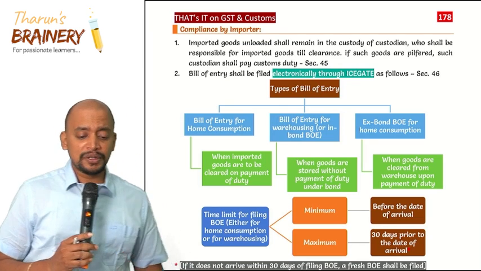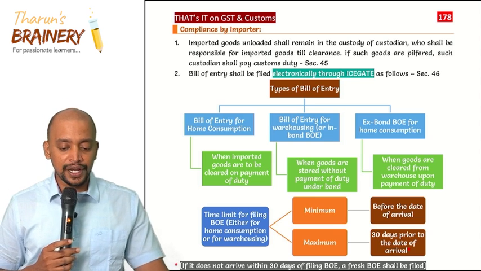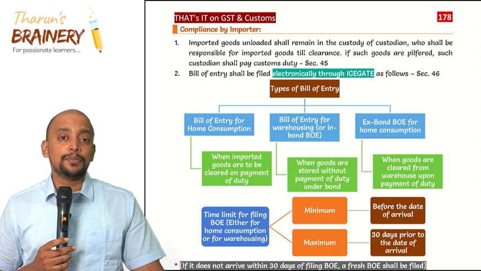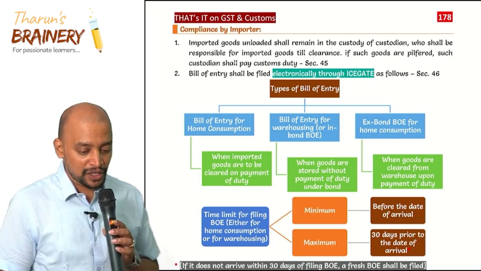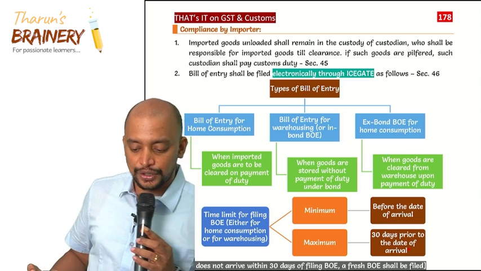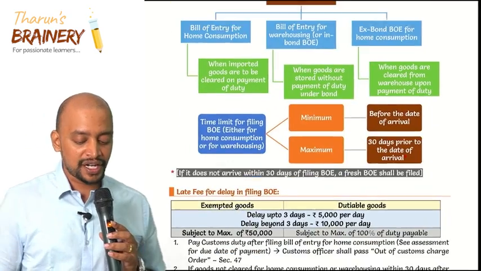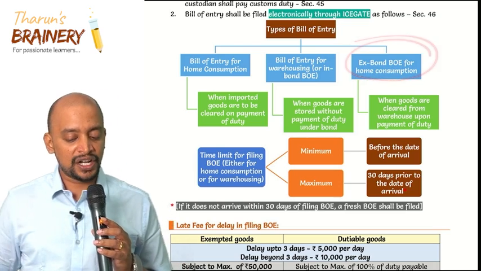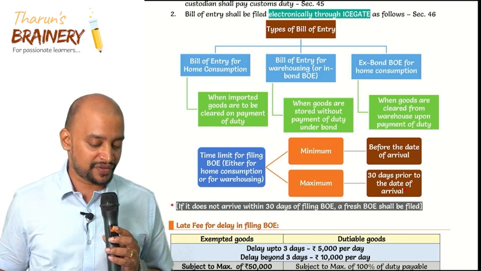Then compliance to be followed by the importer. Imported goods unloaded shall remain in the custody of the custodian, who shall be responsible for the imported goods, and we need to file one bill of entry, then only the goods can be taken. So what is that bill of entry? We have 3 bills of entry. Bill of entry for home consumption, for clearance of the imported goods directly to the importer's place, or bill of entry for warehousing, also known as in-bond bill of entry, for depositing the goods in warehouse without payment of customs duty, ex-bond bill of entry for home consumption, for clearance of goods from the warehouse upon payment of customs duty.